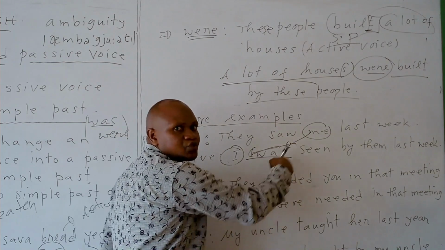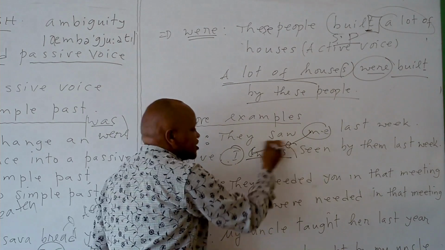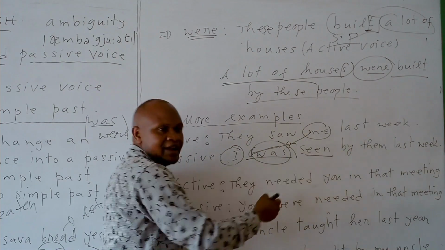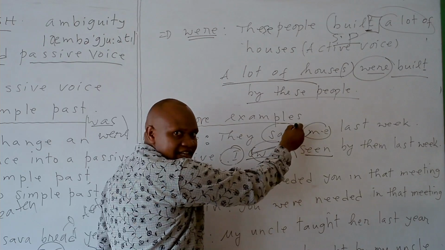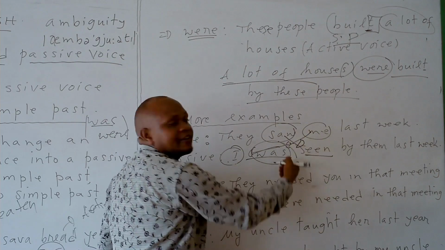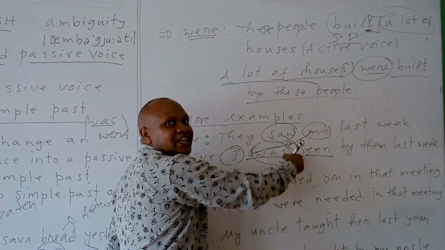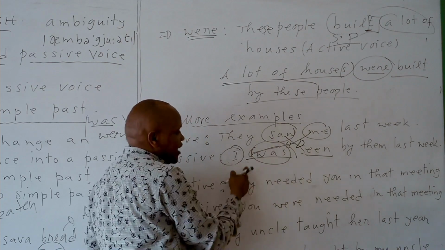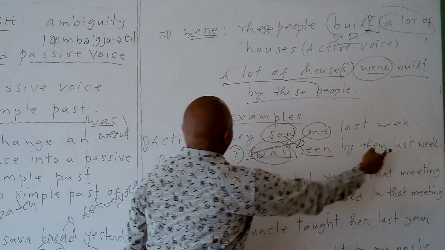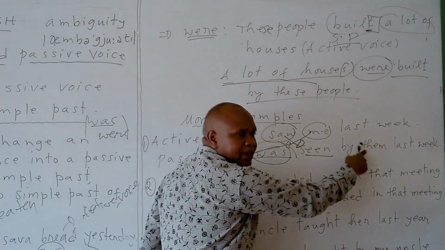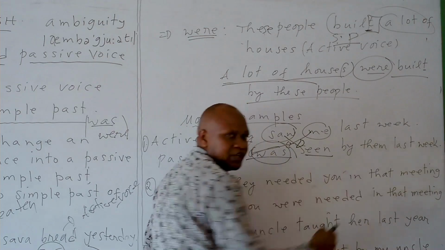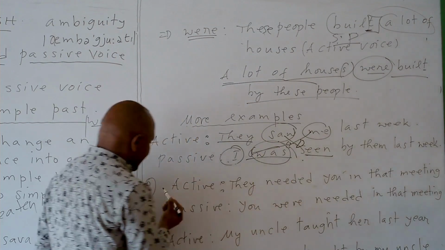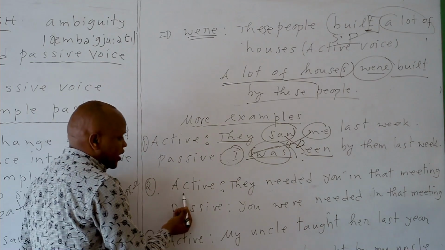Then you say, I was, because this I goes with was in simple past. This is the verb to be in simple past. I was seen. Then this is the verb to see, which has become seen as its past participle. That's why I say, I was seen by them. I was seen by them last week. Do you see here?